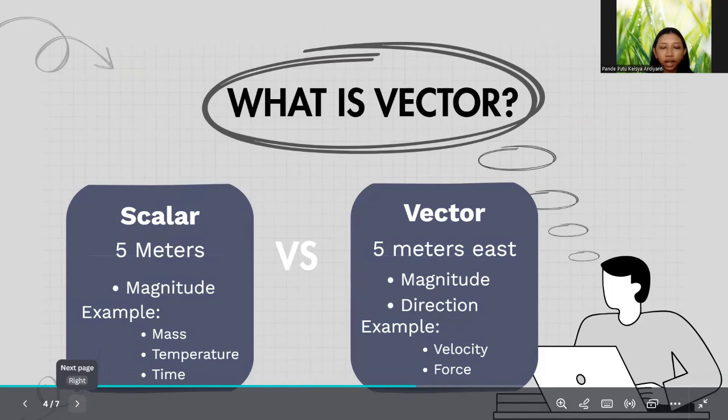On the other hand, a quantity which has only magnitude is called a scalar. Examples of scalar quantities include mass, temperature, time, energy, and so on. Examples of vector quantities include displacement, velocity, acceleration, and so on. Therefore, the main difference between a scalar and a vector is that a vector always has a direction.